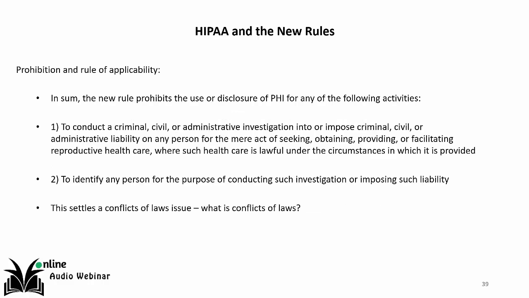So in sum, the new rule prohibits the use or disclosure of protected health information in any of the following activities. One, to conduct a criminal, civil, or administrative investigation, covers all those bases. Also, the second part of the rule prohibits the use or disclosure of PHI to identify any person for the purpose of conducting such investigation or imposing liability.